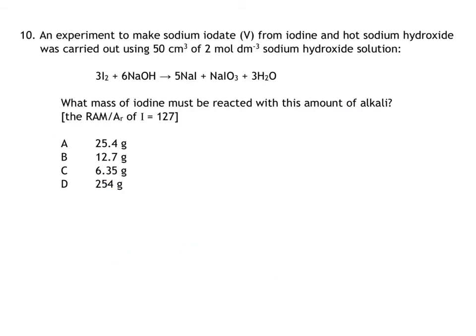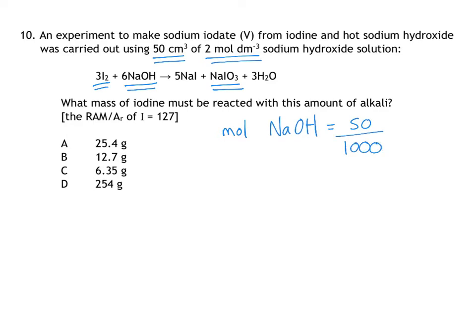Number 10, thought I'd throw in a calculation question. So, making sodium iodate 5 from iodine. So there's my sodium iodate 5, there's my iodine, and I also have some sodium hydroxide information given to me. So I've got a volume and a concentration of sodium hydroxide. So the first thing I can work out is moles of sodium hydroxide because I've got volume and concentration. 50 centimetre cubed over 1,000 to get decimetre cubed, times by 2. That gives me 0.1 moles of sodium hydroxide.